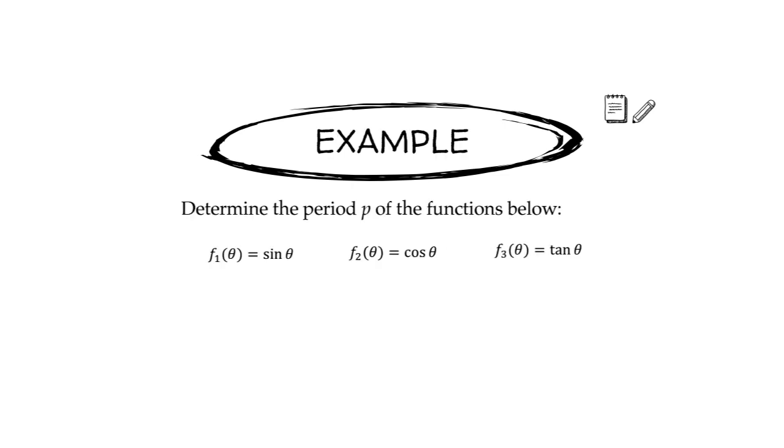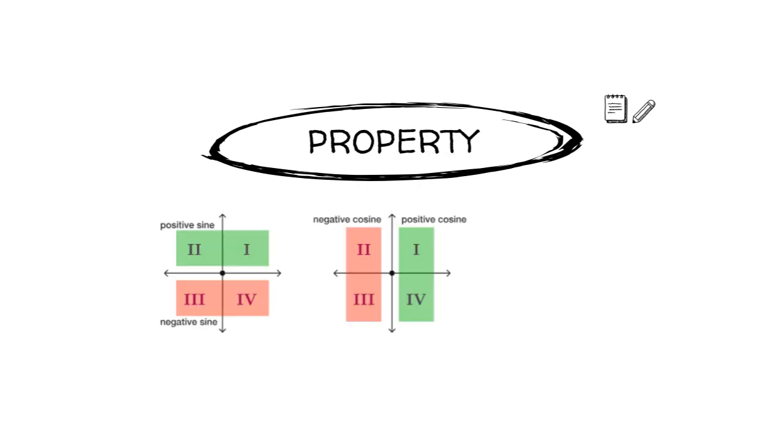But what about tangent? If we know that sine repeats every 2 pi, and cosine repeats every 2 pi, does that automatically mean that tangent repeats every 2 pi? To answer that question, let's consider a different question, or rather a different property.